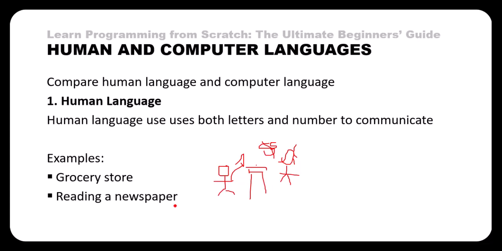If you're reading a newspaper, you're going to be looking at letters, and sometimes there'll be figures of numbers there. You're still using letters and numbers to communicate. If you're counting money, you're going to be using numbers to count that money. And sometimes you can even write the amount in number form or using words. If you have, let's say, $5, you can write it as $5. What I need you to understand is that human language is going to use both letters and numbers to do their communication.